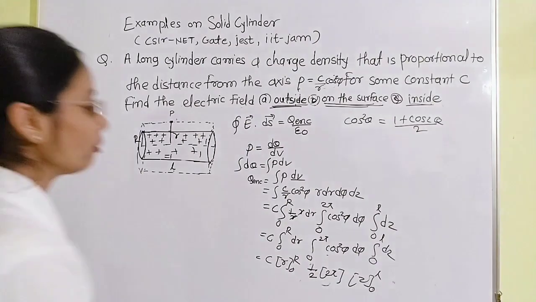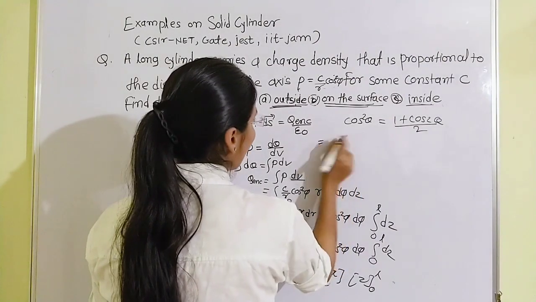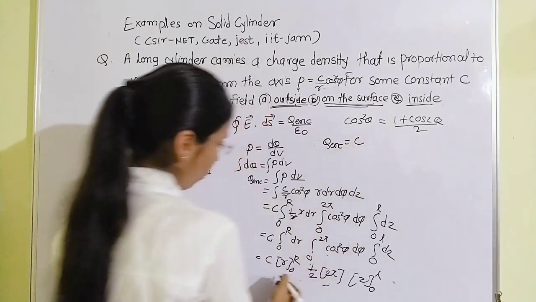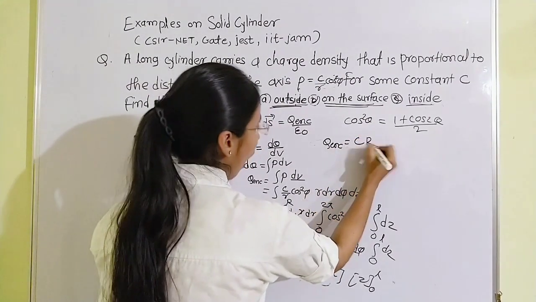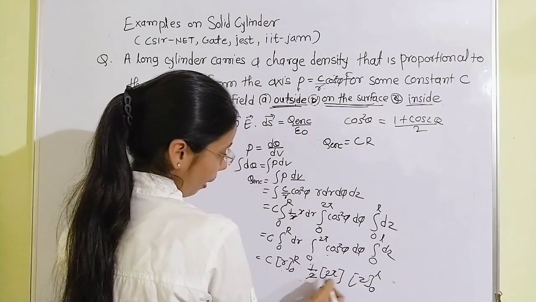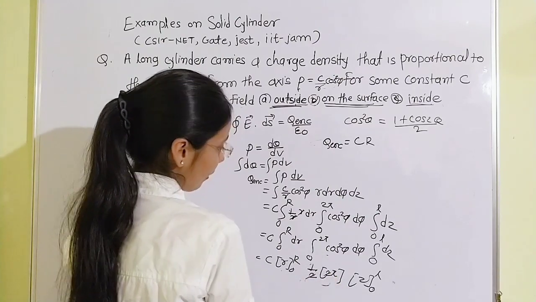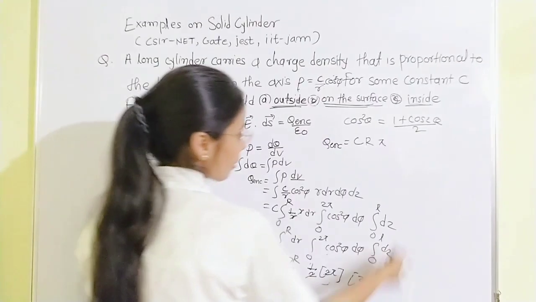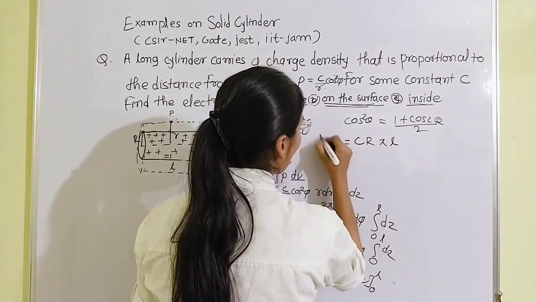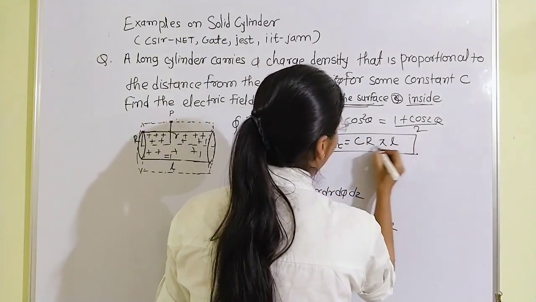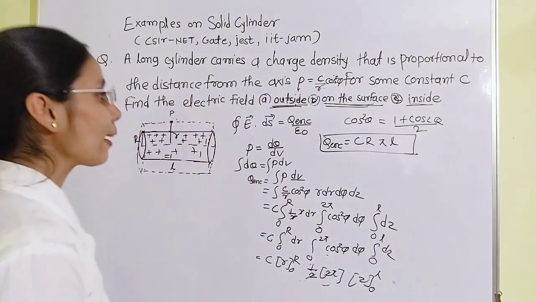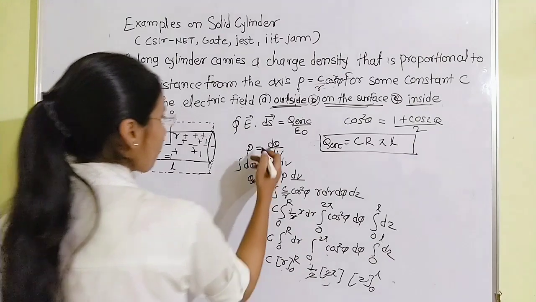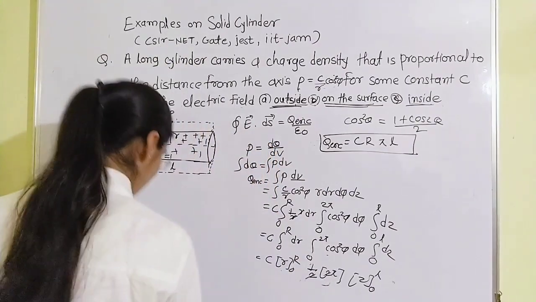So here Q enclosed is equal to C, putting the limit, capital R. This is 1 by 2 and this is 2, so they cancel, and remains pi and L. So Q enclosed is C R pi L. So we get the value of Q here, and now we have to find the electric field.